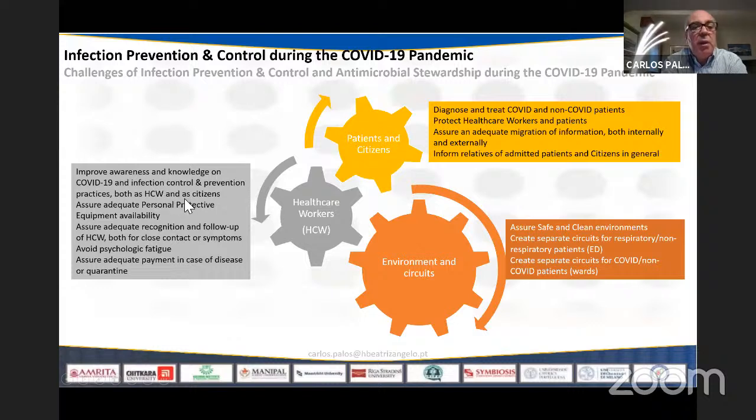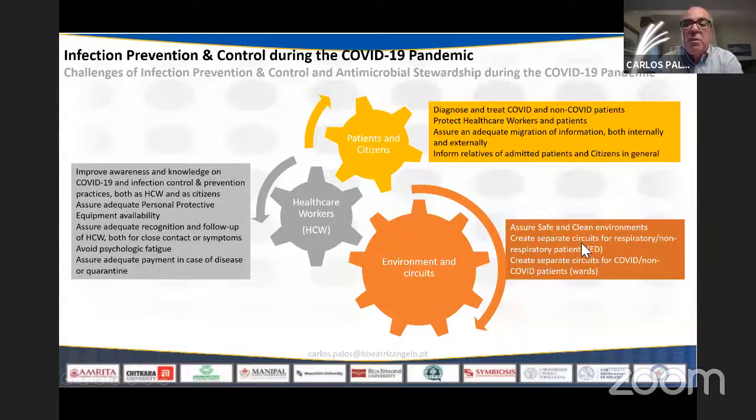as healthcare workers or as citizens, because we are citizens. And if we don't behave correctly outside our facilities, we will be contaminated and we will bring the virus into the hospitals. We have to assure adequate personal protective equipment availability. We have to assure the adequate recognition and follow-up of healthcare workers that have close contacts with confirmed positive cases or symptoms that could be from COVID, for example, respiratory syndromes. We need to avoid psychological fatigue, and of course we have to assure adequate payment in case of disease or quarantine.